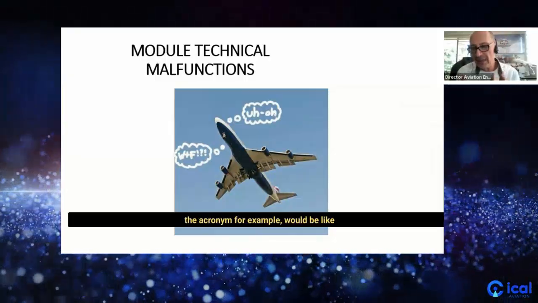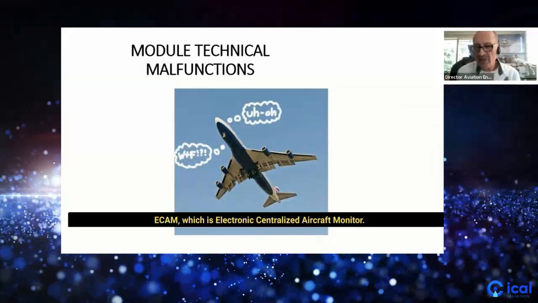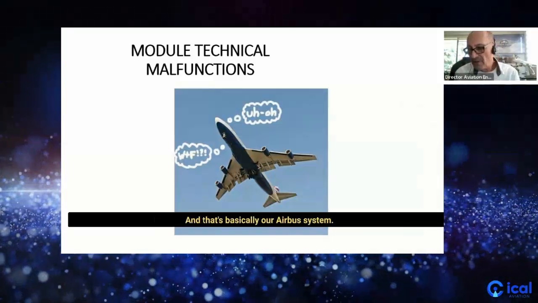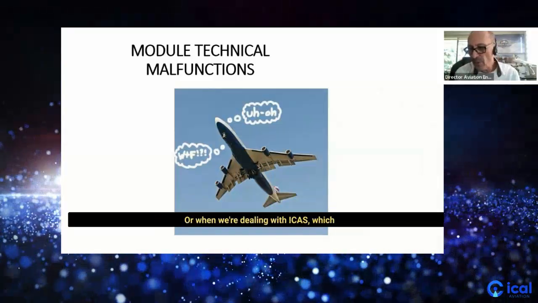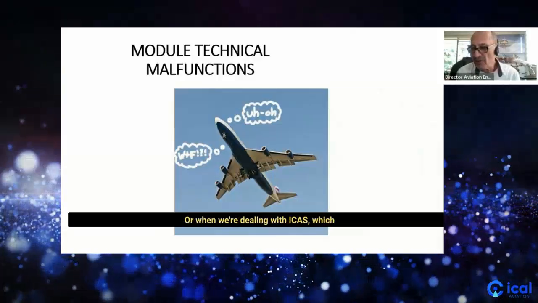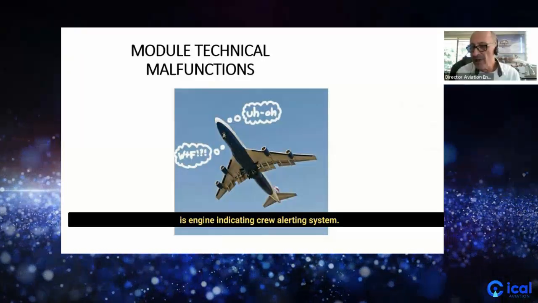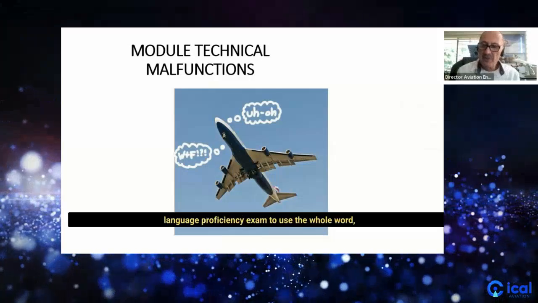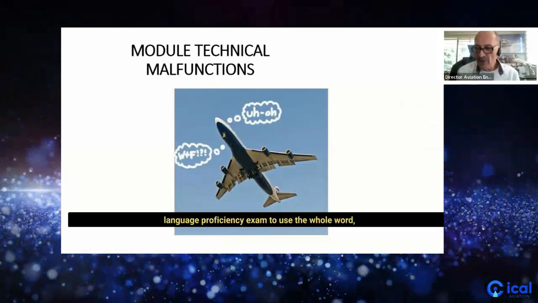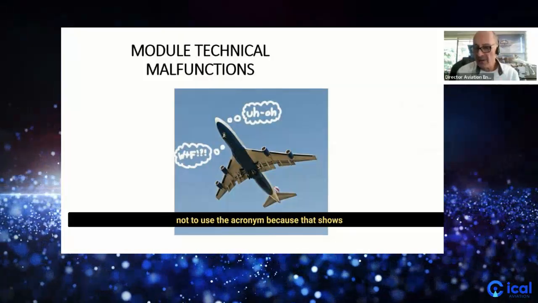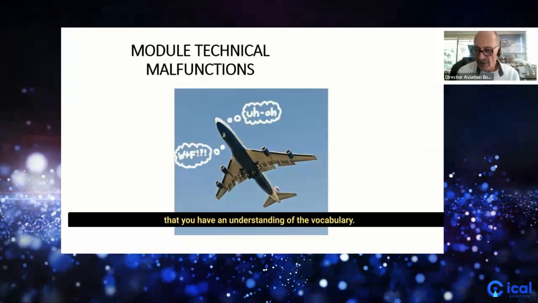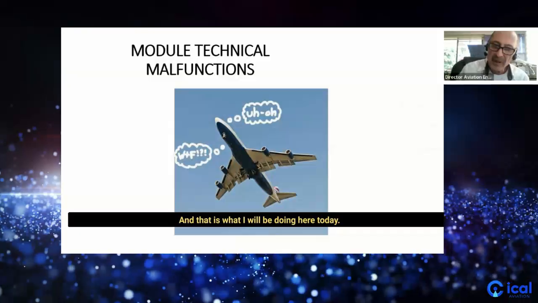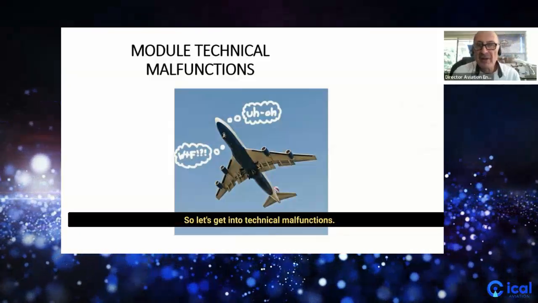which is electronic centralized aircraft monitor, and that's basically our Airbus system. Or when we're dealing with EICAS, which is engine indicating crew alerting system. It is always better in this type of language proficiency exam to use the whole word, not the acronym, because that shows that you have an understanding of the vocabulary, and that is what I will be doing here today. So let's get into technical malfunctions.